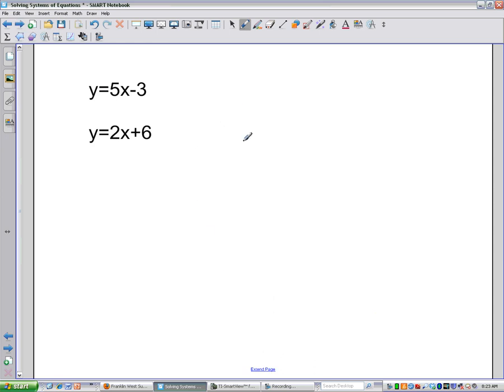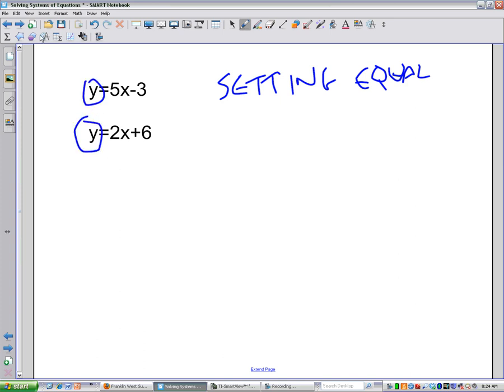The other way is what we call algebra. We refer to this method sometimes as the setting equal method, because what we're looking for is the y values to be the same. So we want to know where this y is the same as that y. That's what we just did on the table. Since these two y's have to equal each other, what the y's are equal to have to equal each other: 5x minus 3 equals 2x plus 6. We just take this part and make it equal to that part, because they're both equal to y.